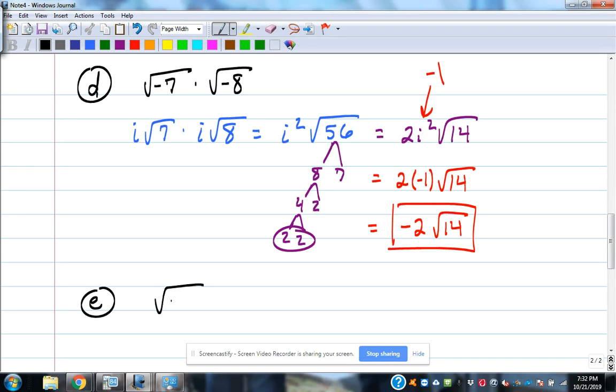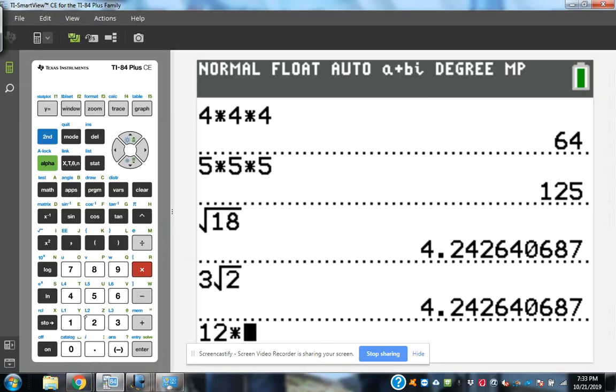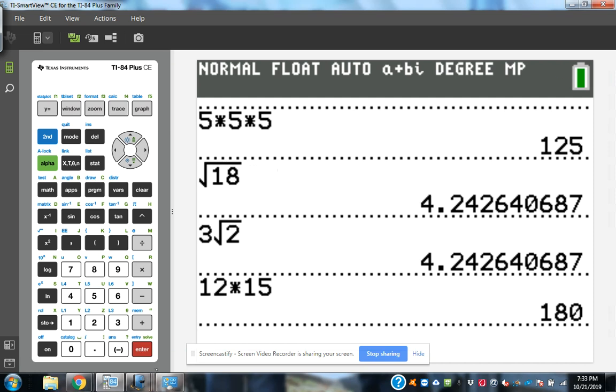We had negative 12 times the square root of 15. Square root of negative 12 times the square root of positive 15. Again, I would pull the i out at the beginning because there was a negative involved, and then do the math. So that's going to be i radical, whatever 12 times 15 is. 12 times 15. 180.